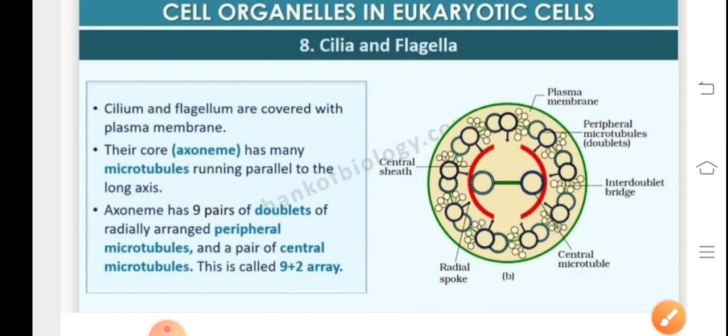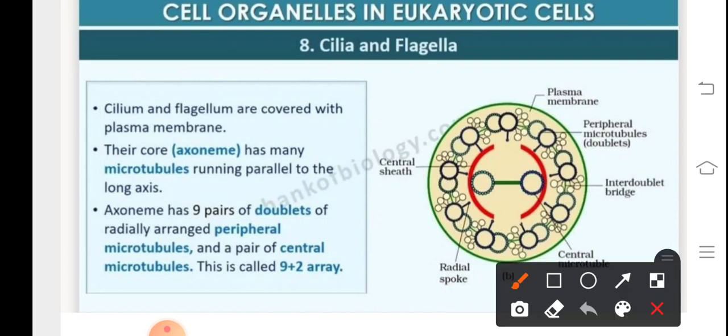The peripheral doublets attach with the help of the inter-doublet bridge. In the central sheath, we also see the presence of a bridge between the 2 central singlet fibrils. So they are also connected with the help of a bridge. Now the one connecting the peripheral doublets with the central sheath is referred to as the radial spoke. And the peripheral subunits are connected by the AB connective. That is also referred to as the linker.